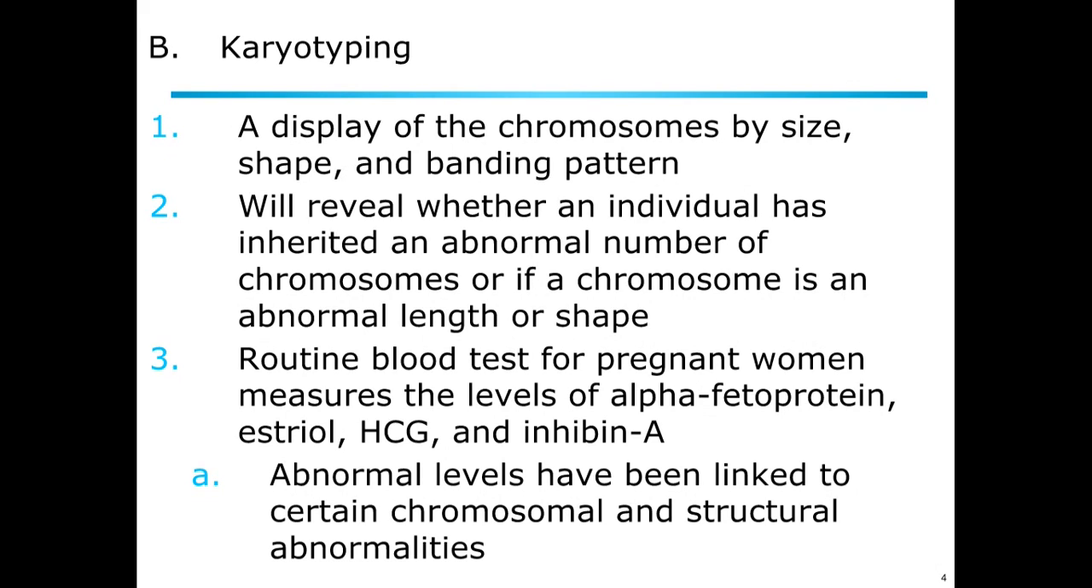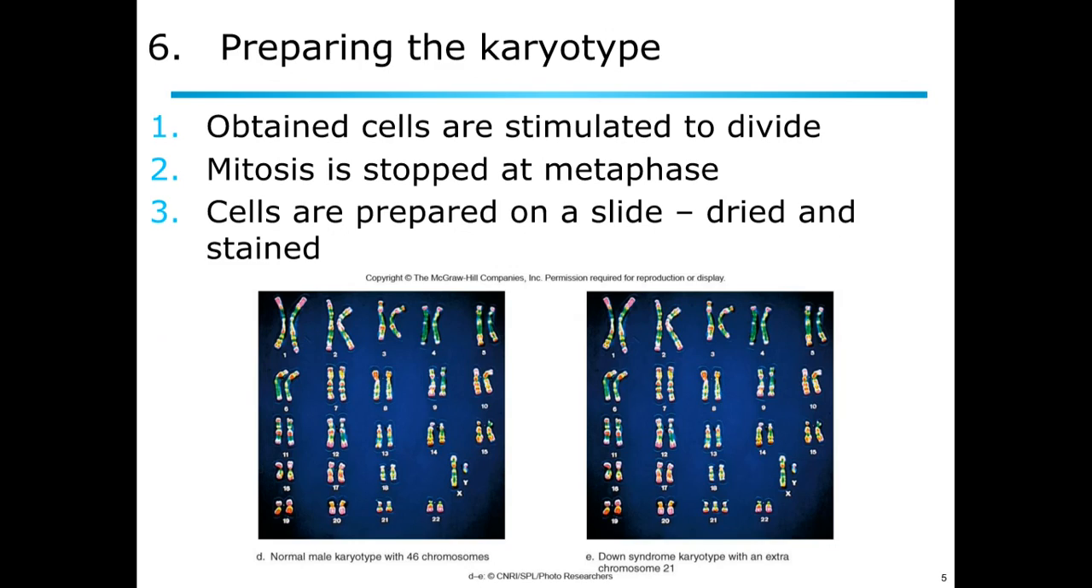We're basically making a chart of them. We have to get the cells, they have to divide, and then we pause them in mitosis, in metaphase. Then we're able to sort them and label them by number. Take a look at the karyotype on the left at chromosome pair 21, and on the right-hand side, here's pair 21. The one on the left only has 2 chromosomes there, and the one on the right has 3. This individual would be someone who had Down syndrome.